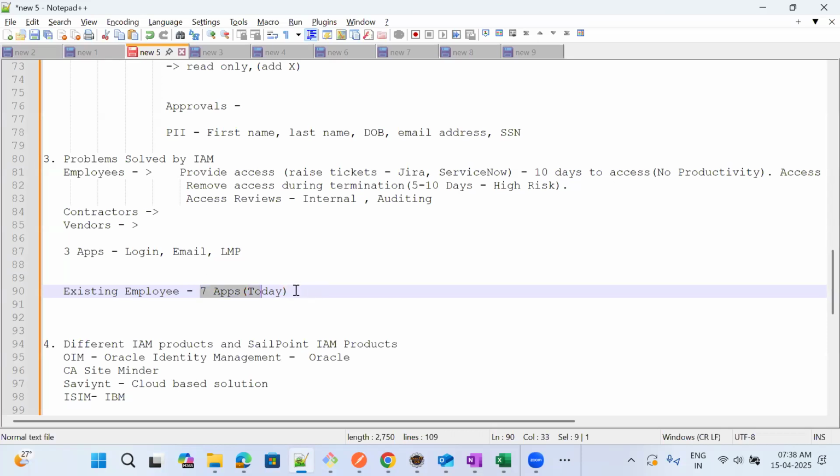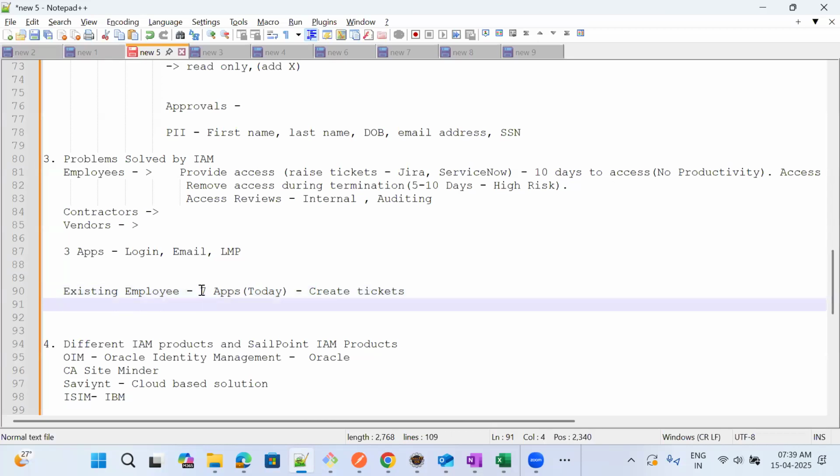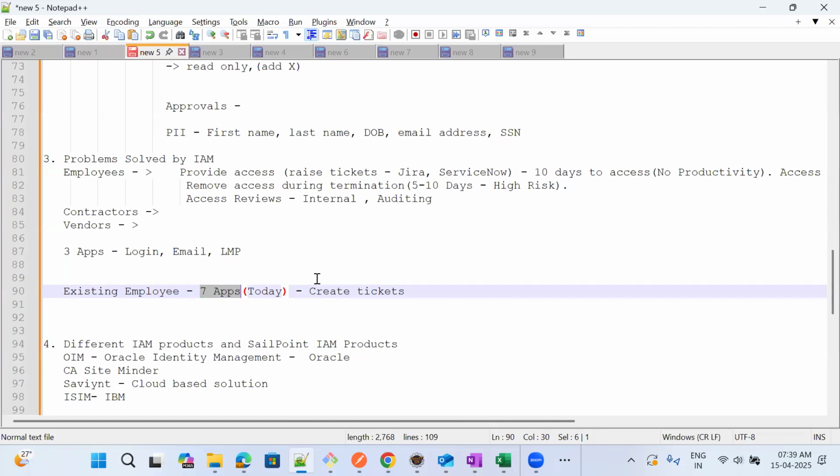And imagine removing access in this scenario. Let's say today is the last working day of the user and we need to create tickets to remove access. We need to create 7 different tickets, one for each application in which the user has access. And the ticket resolution may again take time, 2 to 5 days. So if today is the last working day and we are raising the ticket today, for the next 2 to 5 days he is going to have access, which is a risk. In the worst case, he can damage the systems. He can delete the data if he has access. We should not allow such actions to happen.